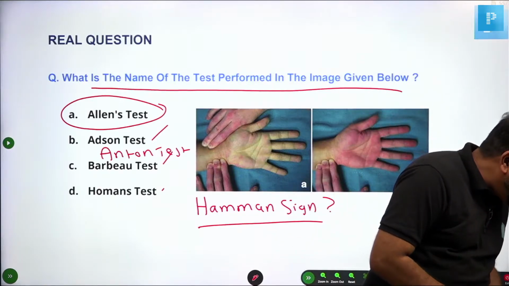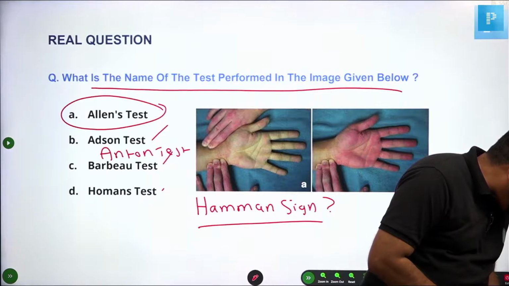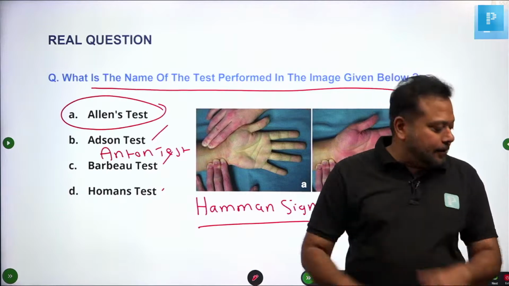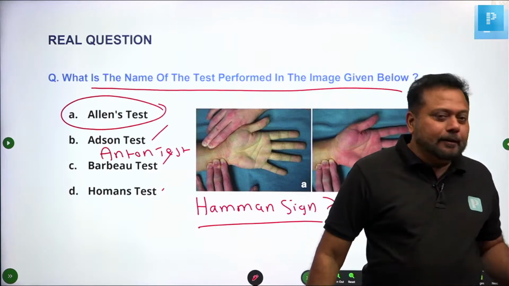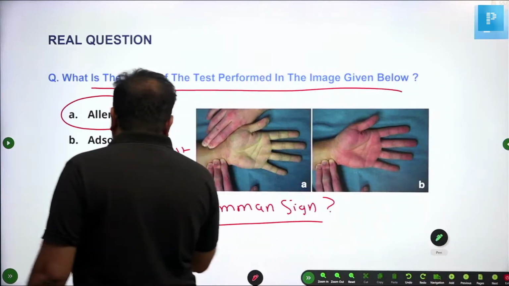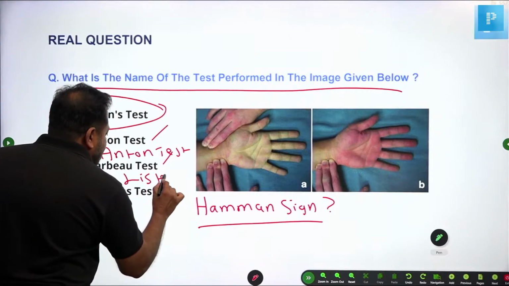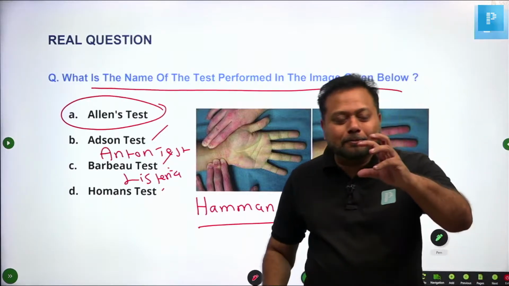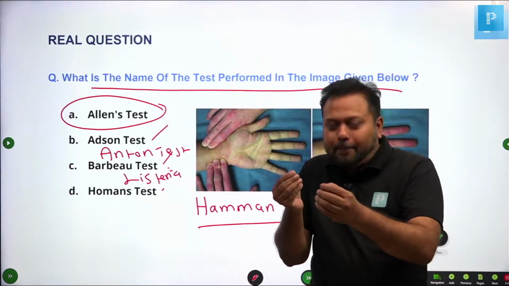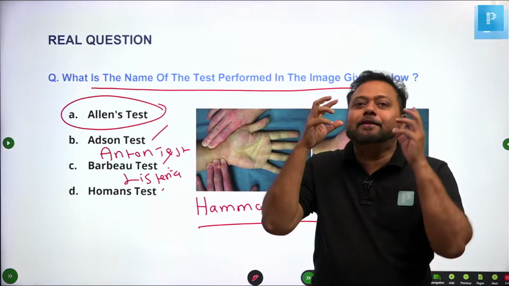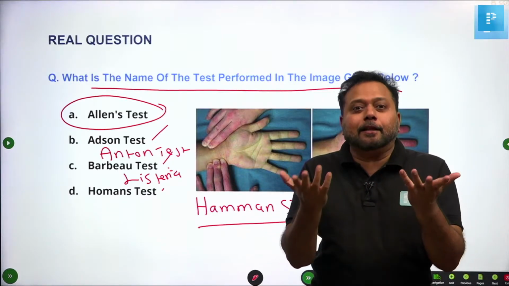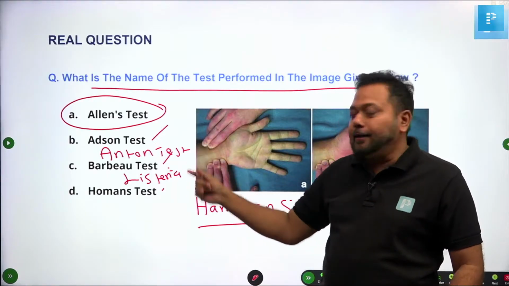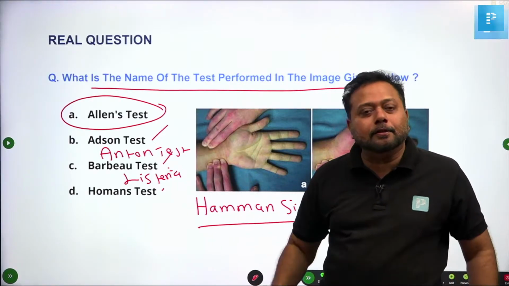Wow. Anton test. Anubhav Avasthi has given the right answer. Give her a very big hand. Anubhav, excellent. So Anton test comes in Listeria monocytogenes, listeriosis. Superb. It's a micro question. If you are suspecting listeriosis in an individual, you take the blood sample and instill the blood in a rabbit's eye. The rabbit will develop immediate conjunctivitis. That is called Anton test. So today we have seen Allen's test, Adson's test, Anton test, Barbeau's test, Homan's test, Moses test, Hamman sign.